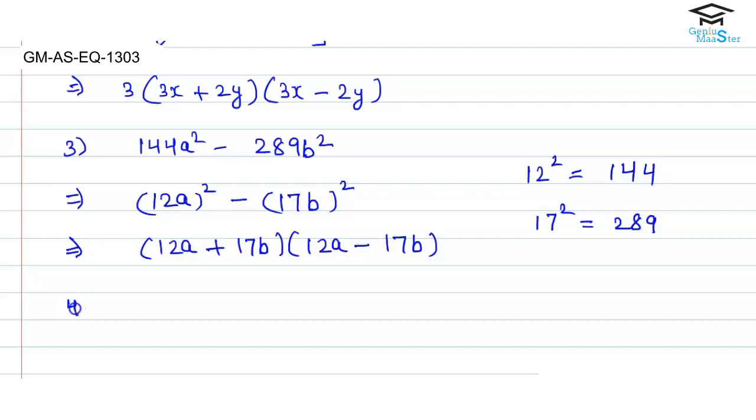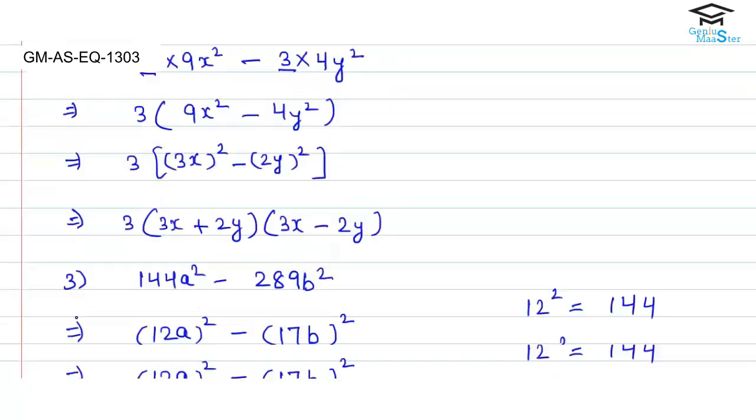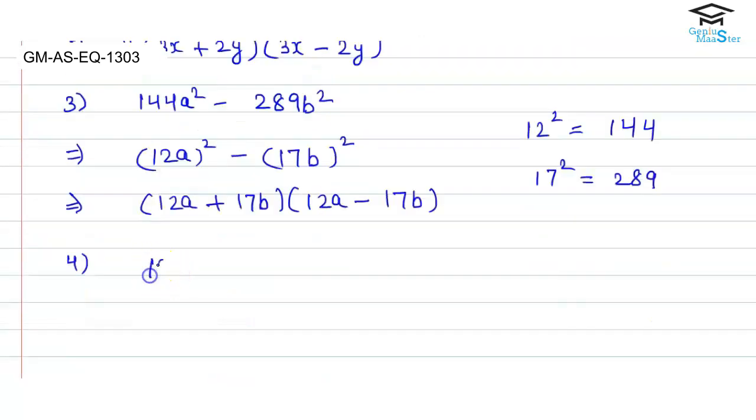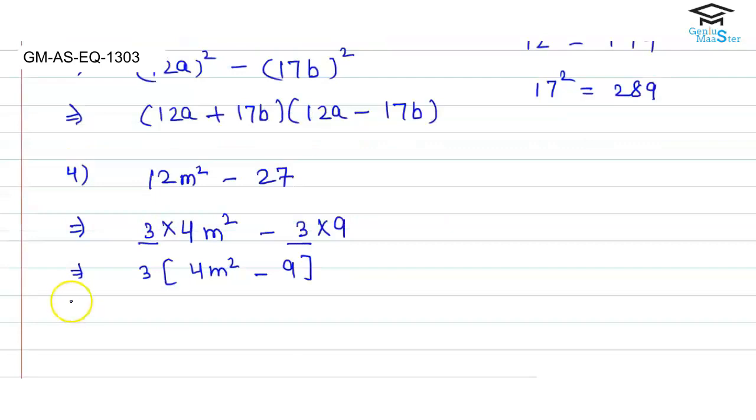Now we will solve the fourth one. Here the fourth one is 12m square minus 27. So 12 we can write it as 3 times 4 m square as it is minus, in place of 27 we can write 3 times 9. Now from these two we will take 3 common and we will write it outside, and here we are left with 4m square minus 9. Now 3 we will write again as it is.